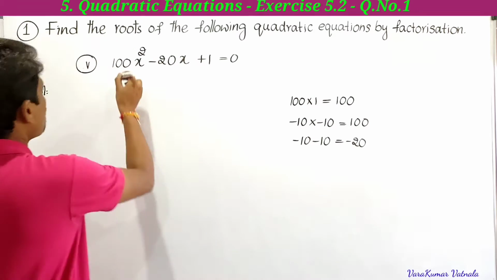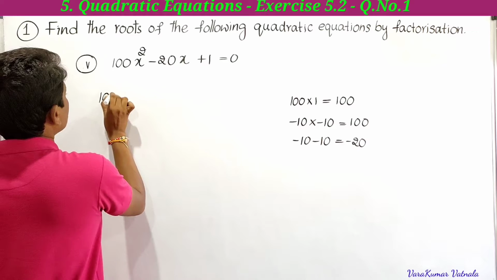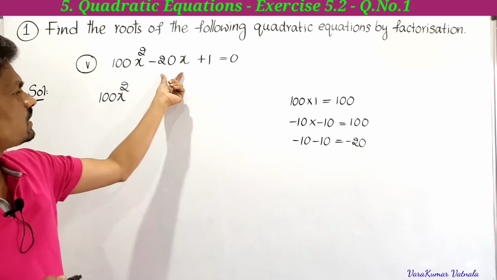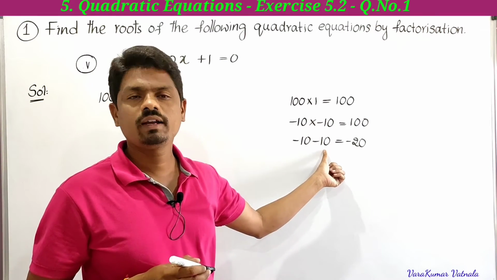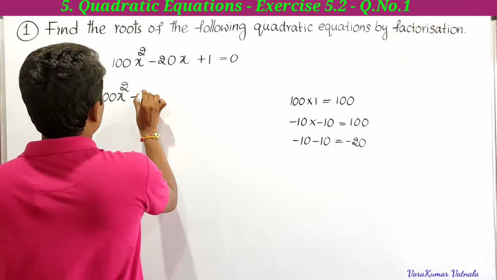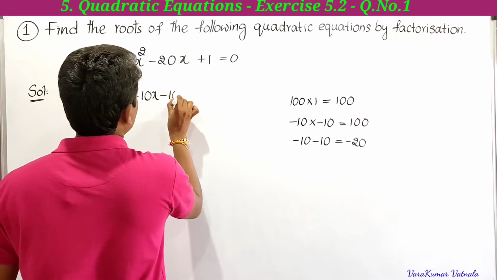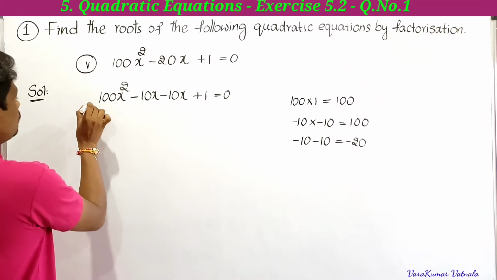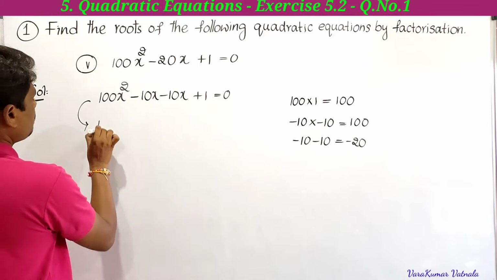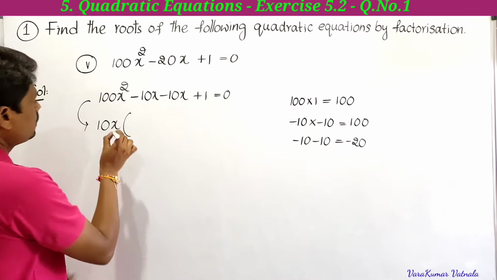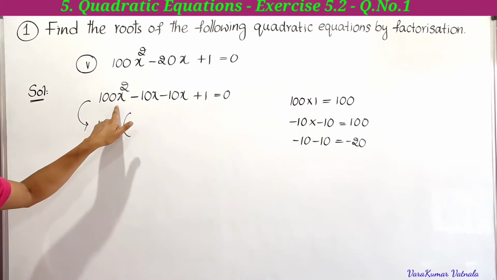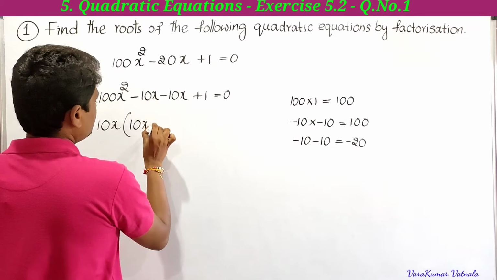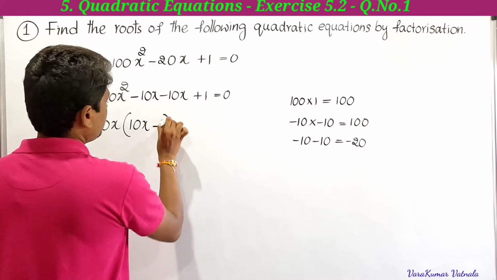Now see here, we write 100x square as usual, but split the middle term, minus 20x, as minus 10x minus 10x. So I'm writing minus 10x minus 10x and write the constant plus 1 as usual, equal to 0. In the first two terms, 10x is common. So write 10x as common. In 100x square, 10x is common, and again 10x remains. And here, taking 10x common from minus 10x, we get minus 1.